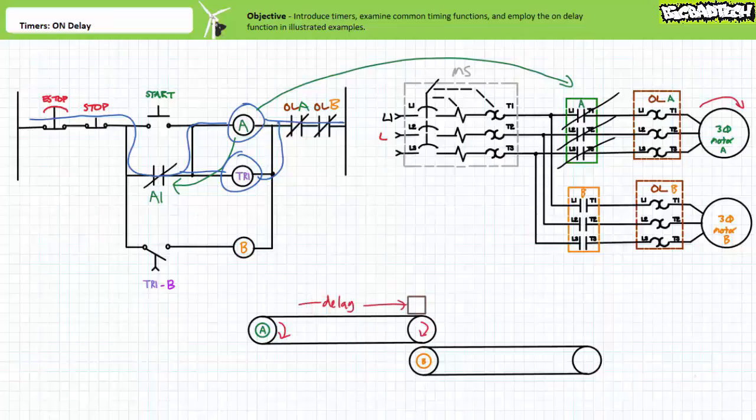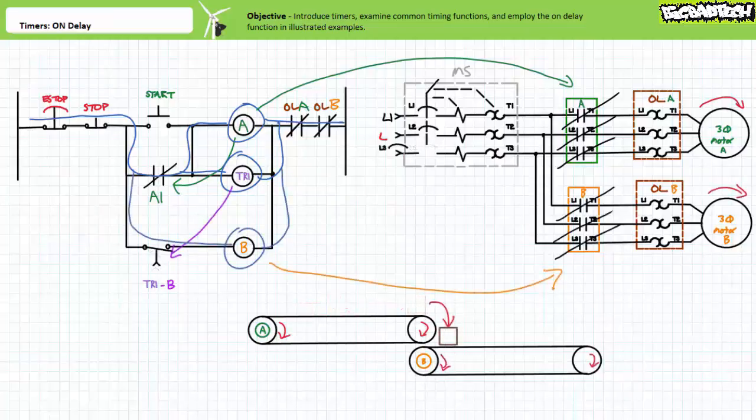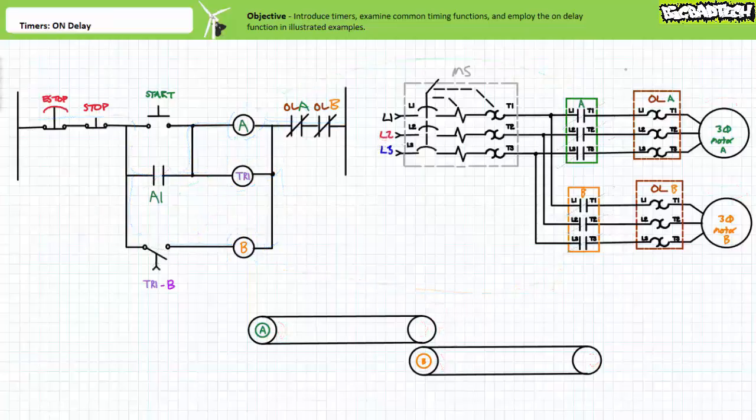After the predetermined period of time has elapsed, the normally open time-closed contact TR1B closes and energizes the coil of contactor B just as the box tumbles onto belt B. Contactor B closes and motor B springs to life, ushering the first box placed on belt A along to its intended destination. As can be expected, an operator pressing and releasing the stop push button would de-energize both contactor coil A and B, as well as timer relay coil TR1, and return the system to its original start state.